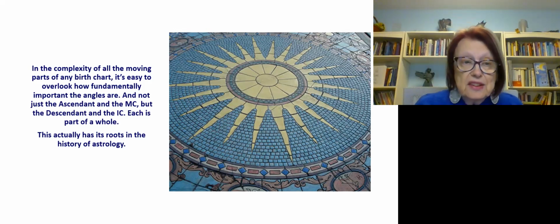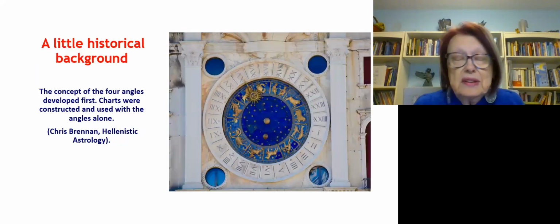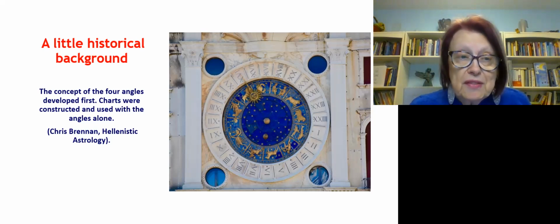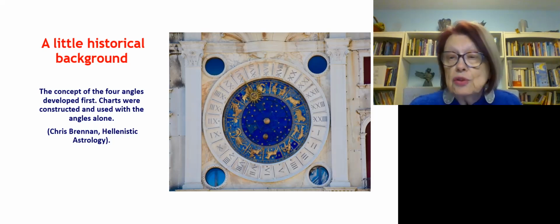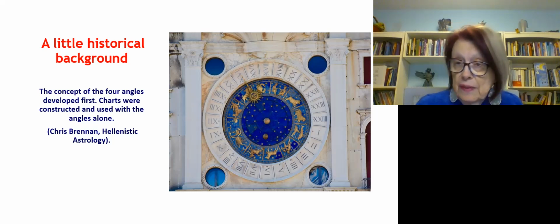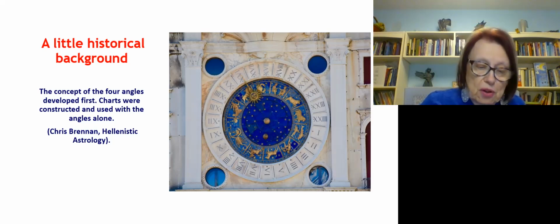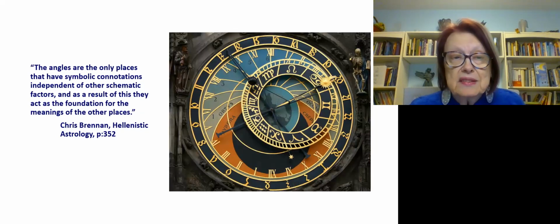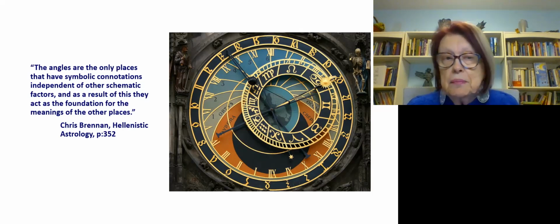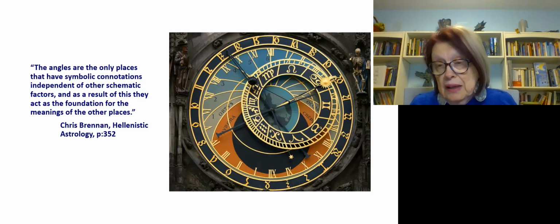So this actually has its roots in the history of astrology, so we're going to go over a little bit of the historical background. The concept of the four angles was actually developed first. Charts were constructed and used with the angles alone. I'm citing Chris Brennan's book, Holistic Hellenistic Astrology, and I quote, "The angles are the only places that have symbolic connotations independent of other schematic factors. And as a result of this, they act as the foundation for the meanings of the other places."